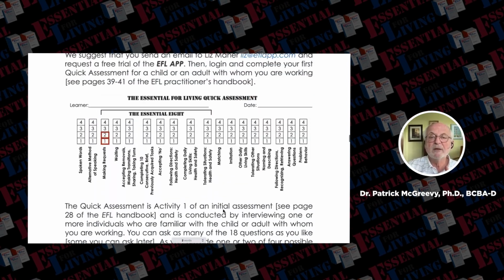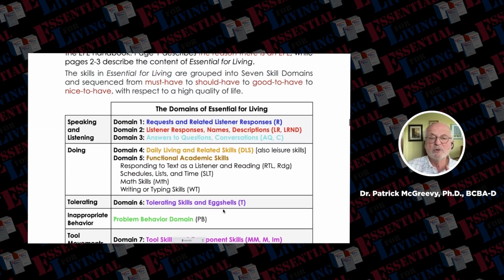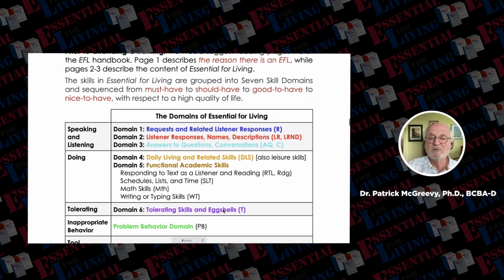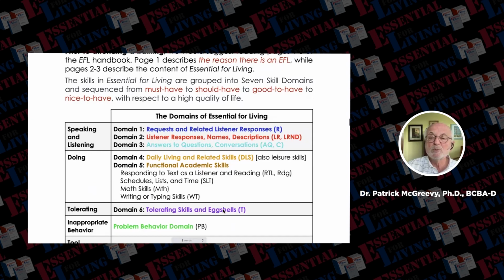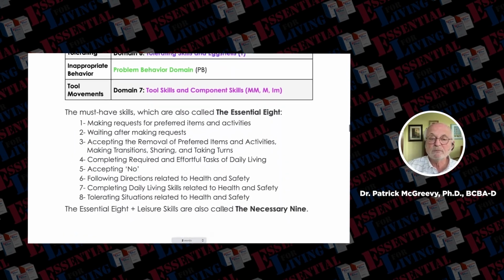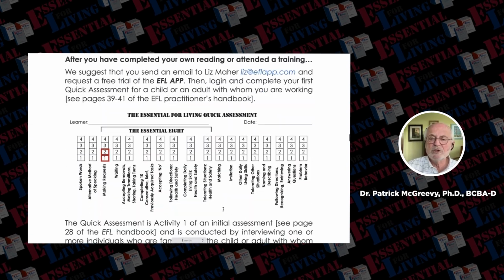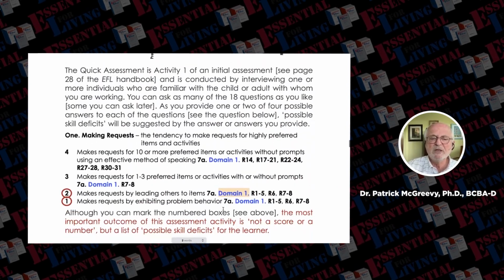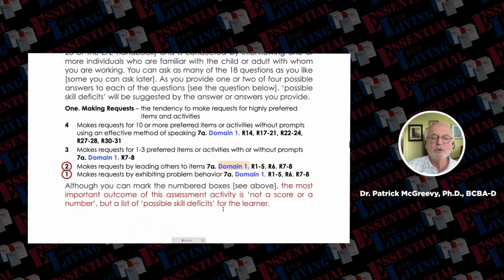I'll scroll back now to an earlier page, and you'll see that. As you can see, the domains of Essential for Living, domain 1 is blue, and all the skills start with R. Once you start to use Essential for Living, this will become very easy and very familiar to you.